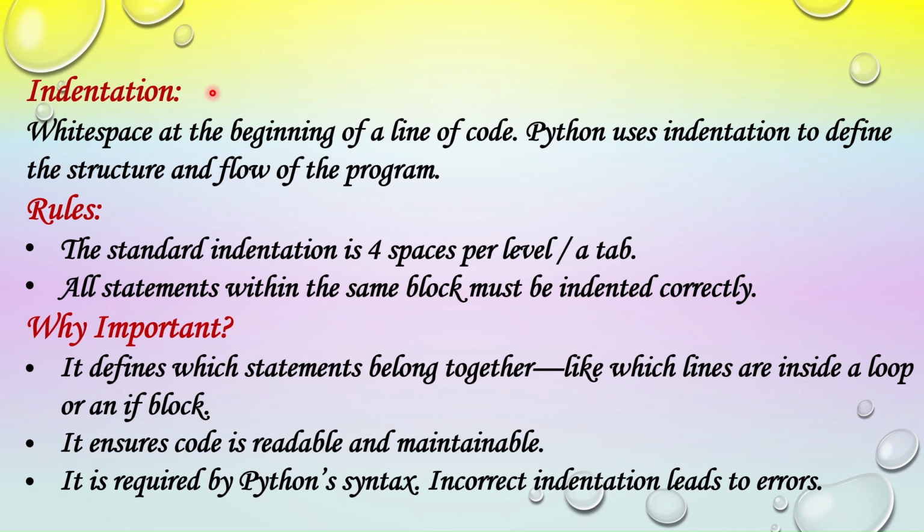The next concept in Python is indentation. Normally, white space at the beginning of a line is very important in Python, and this leading white space at the beginning of a line of code we call indentation. Generally, in other programming languages, to define a block of code we use curly braces, and whatever statements we write within that block should be within those curly braces only. But when it comes to Python, we need to use indentation, and this indentation is mainly useful to define the structure and the flow of the program.